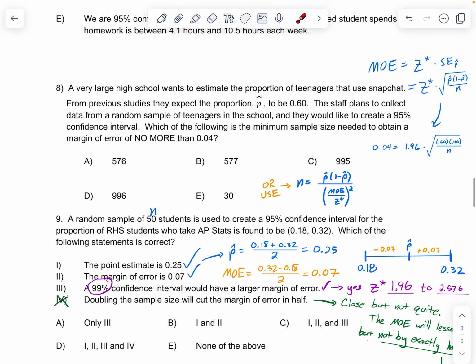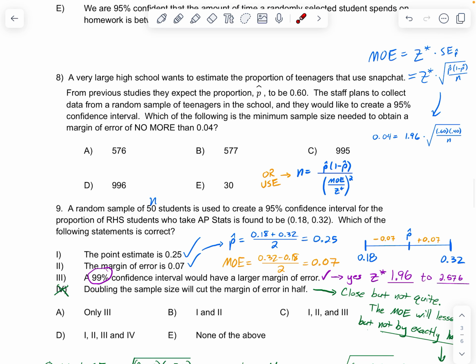All right, 8. A very large high school wants to estimate the proportion of teens that use Snapchat. Oh yeah, good old Snapchat. From previous studies, they expect the proportion p hat to be 0.60, and the staff plans to collect a random sample of teens in the school. They would like to create a 95% confidence interval. Which of the following is the minimum sample size needed to get a margin of error no larger than 0.04?